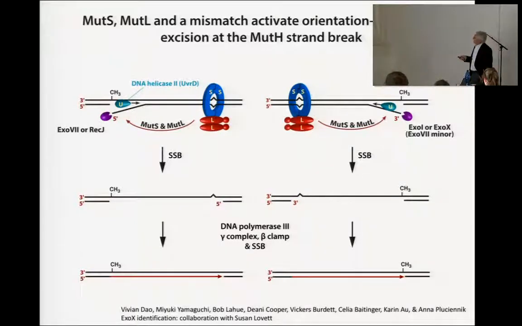In the experiment summarized here, the separation distance between the mismatch and the GATC site was 1,000 base pairs. And the fact that MutS and MutL mediate orientation loading of helicase 2 at the strand break implies that signaling between those two sites has to occur along the helix contour. And so the question is, how might that work?